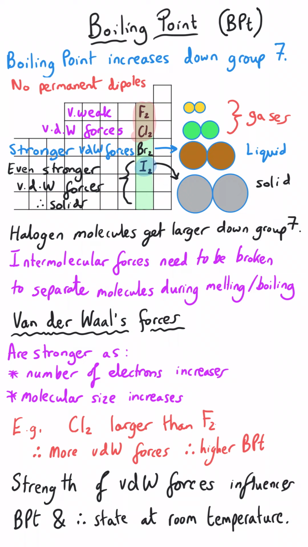Typically, we aren't asked questions about astatine in A-level chemistry, but we could be, and we would expect this pattern in boiling point to continue, and therefore we would expect astatine to have a higher melting point than iodine, and so be a solid at room temperature.